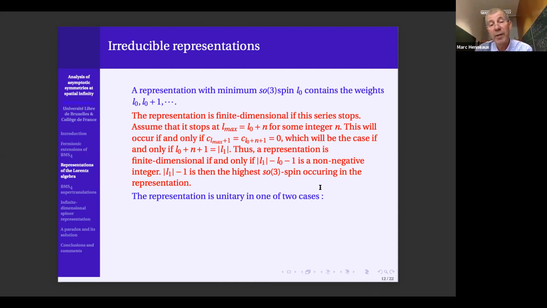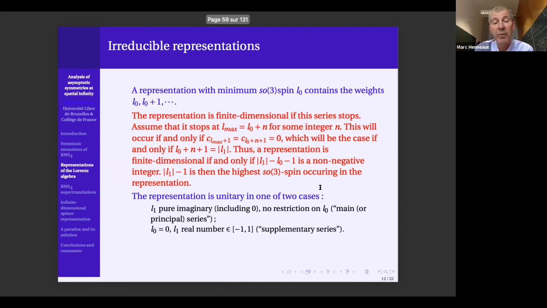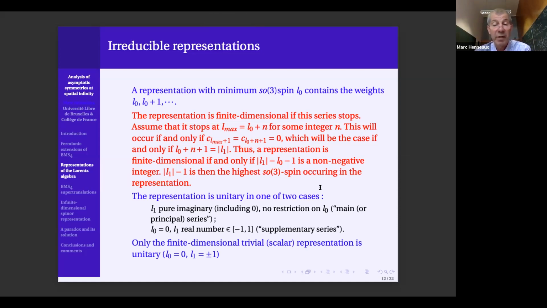Now, they also analyzed when it was unitary, although I will not use that here. Let me just mention it will be unitary in only two cases: L1 pure imaginary, and no restriction on L0. This is what they call the main or principal series. Or L0 equal to 0, and L1 a real number. This is what is called the supplementary series. And you can see that if L1 is to differ from L0 by an integer, finite dimensional representations are in general not unitary, except the trivial one.